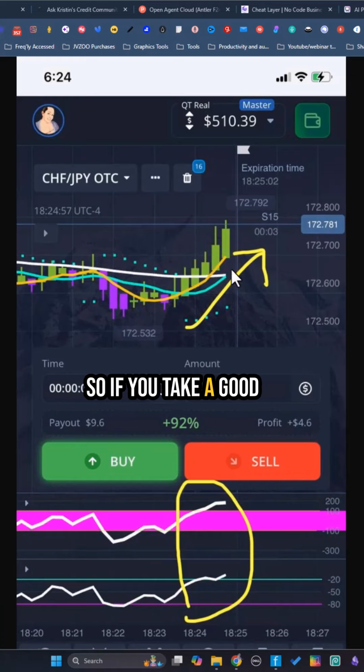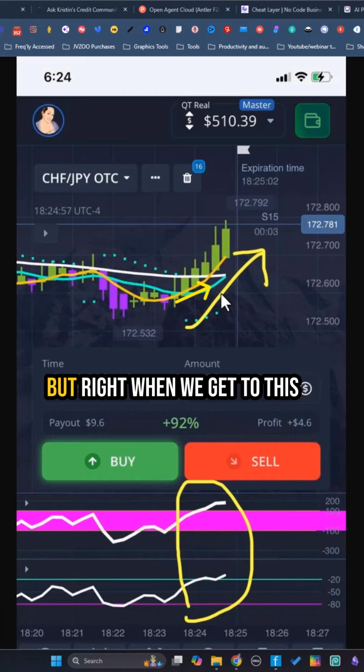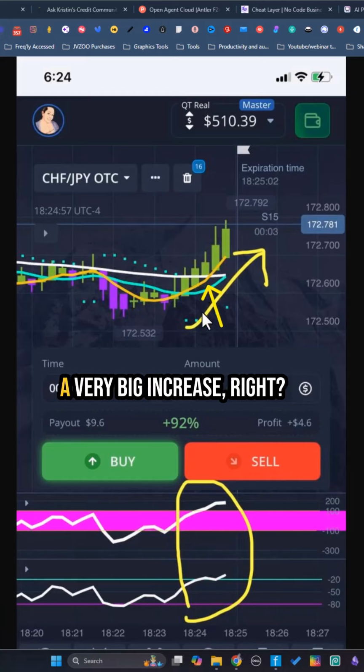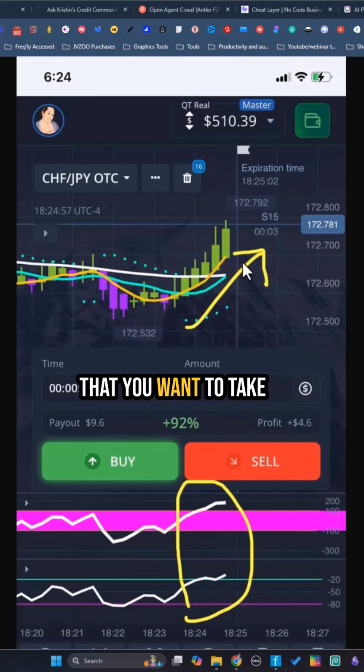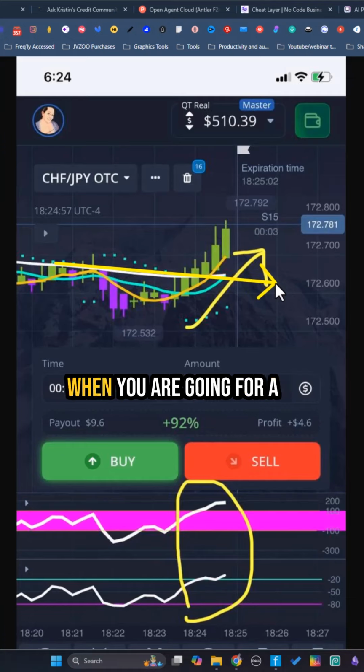So if you take a good look, you're going to see that our moving averages are headed in the upwards direction, but right when we get to this point right here, we have a very big increase, right? That angle went up. So this is when we know that, hey, this candle and this candle are going to be significantly higher. These are the little things that you want to take advantage of and watch out for. Another thing is make sure that when you are going for a buy, you are above the SMA. When you are going for a sell, you are below the SMA.